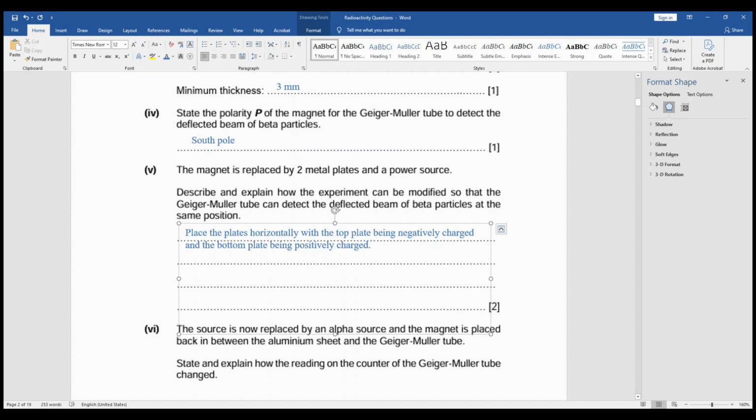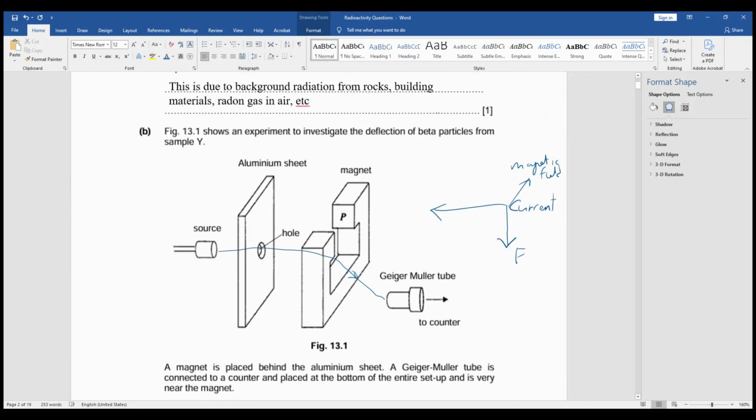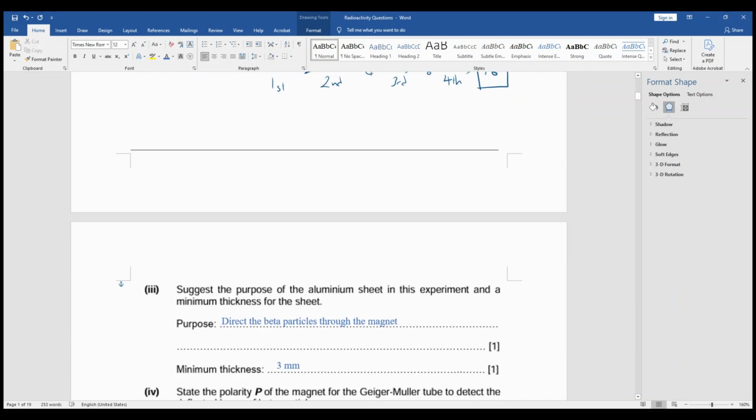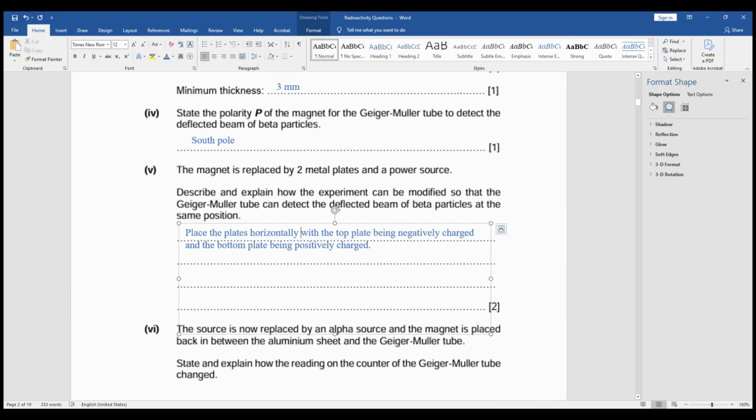Okay, at the same time, maybe I should say exactly where the position is. I must say between the source and the, between the aluminium sheet and the Geiger-Mueller tube. Okay, let's just add that in: horizontally between the aluminium sheet and the Geiger-Mueller tube. Okay, this should be perfect.